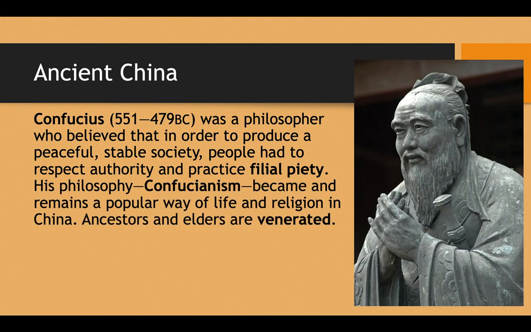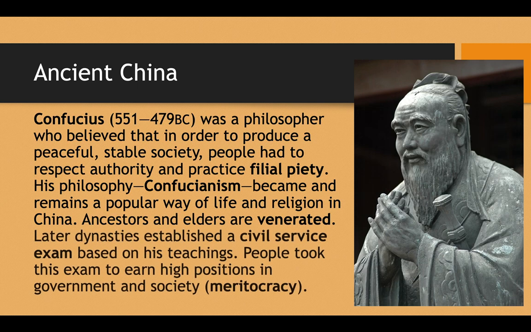His philosophy, known as Confucianism, became and still remains a really popular way of life and religion in China. It really has two parts. Number one would be Confucius's philosophy of social order and morally upright behavior. And the second part of Confucianism is ancestor veneration. Ancestors, elders, people who have passed on, are venerated or revered. If you think veneration, think maybe one level below worship. Not technically worshipped, but very much respected and revered and looked to for wisdom.